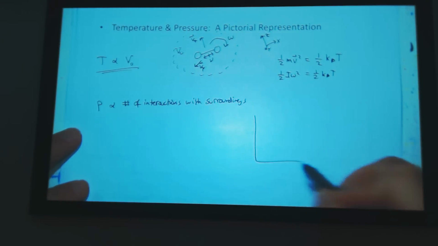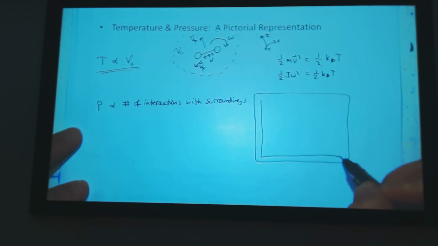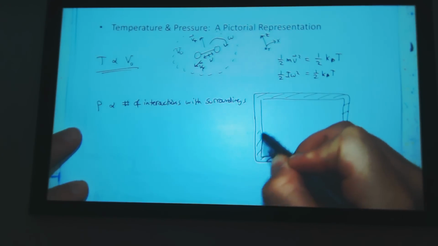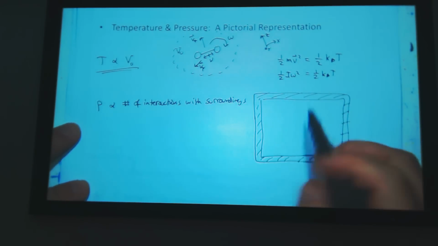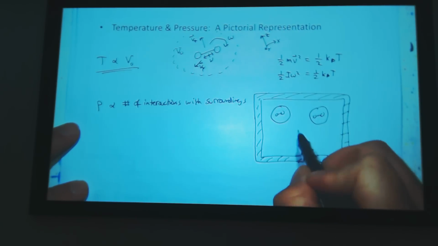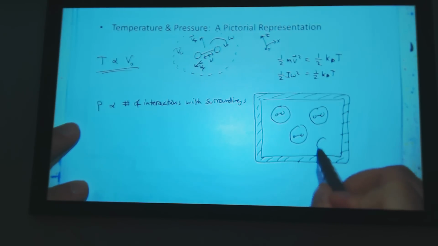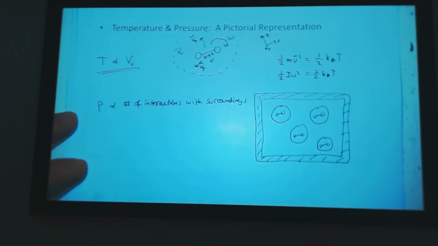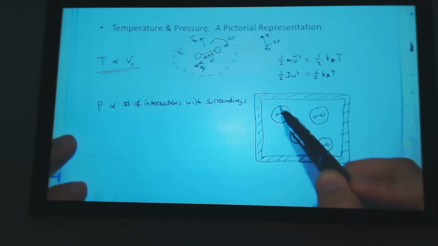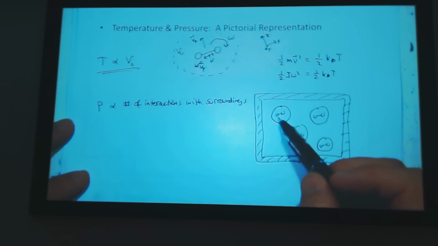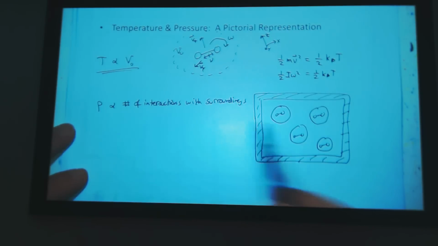So let's draw a box. And let's make this box thermally insulated in such a way that all the molecules inside, which I will draw as such, having a volume, when they bounce off this wall, they just elastically bounce off. But if I increase the pressure in a given amount of time, this molecule, this one here, can have interactions with its surroundings.